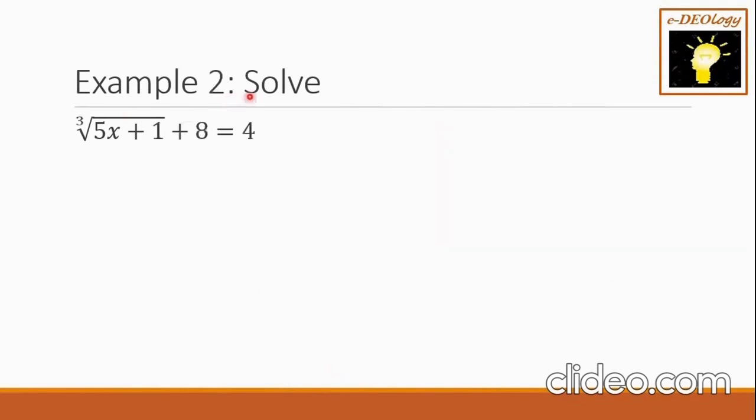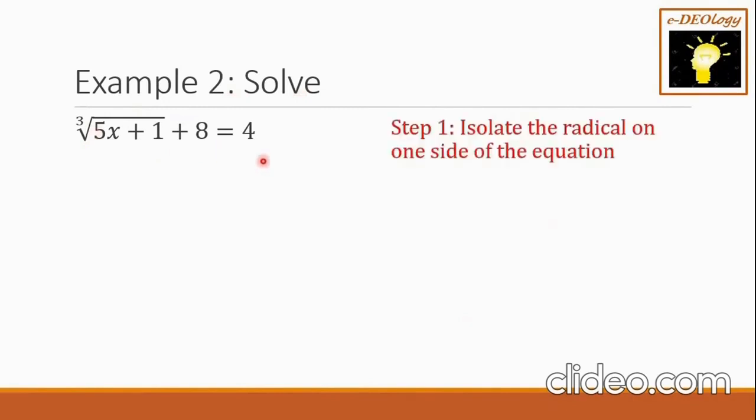Let's have example 2. Solve the equation, the cube root of the quantity 5x plus 1, then plus 8 equals 4. Let's have step 1, to isolate the radical on one side. So we have a big radical here, and then plus 8. We want this positive 8 to be out, so we're going to add negative 8 to both sides.